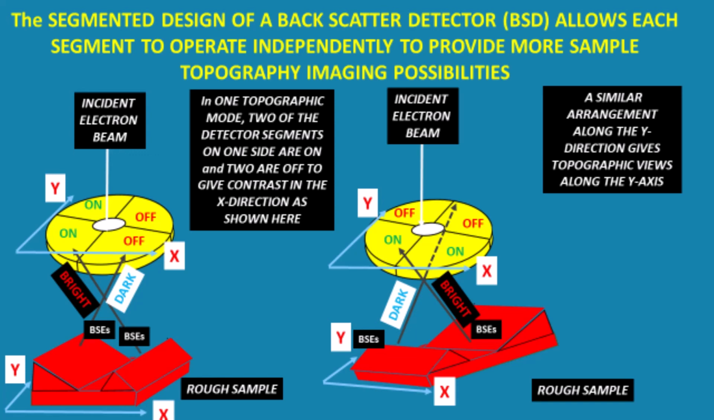In either case, only those electrons scattered into the view of the portion of the detector that is on will appear brighter, while the regions of the sample scattering toward the detector segments that are off will appear darker.